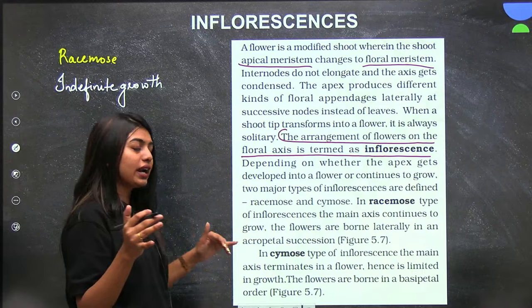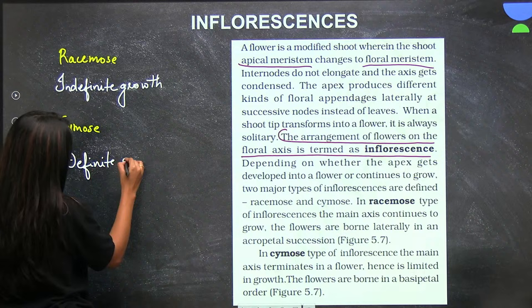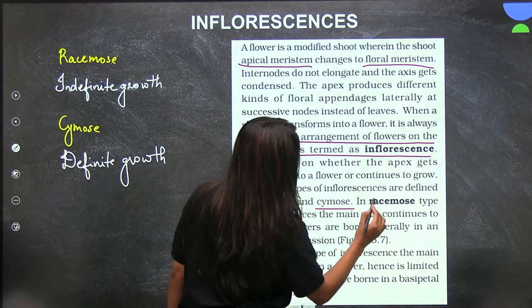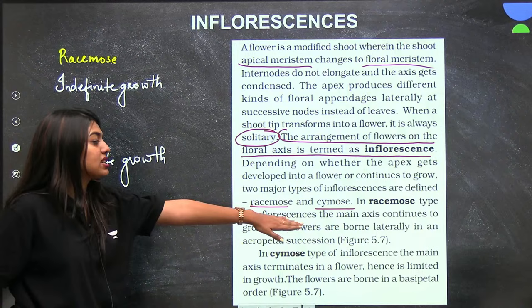So that kind will be seen in your cymose. In cymose, it is definite or determinate growth. Clear? I missed this point earlier, so I'm writing it here. Okay, fine. Then, depending on whether, these are the two major types, racemose and cymose. In racemose, students, you see solitary, they have mentioned, that's why I mentioned it too. In the inflorescence, the main axis continues to grow and the flowers are borne laterally in an acropetal succession.